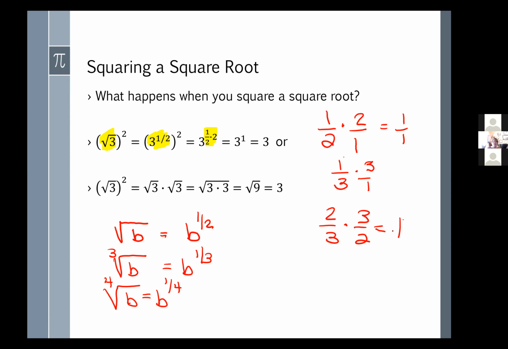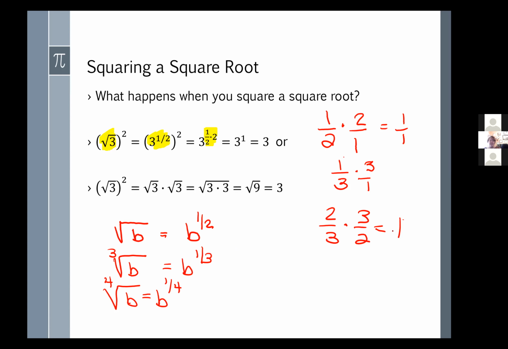And what is the reciprocal? By definition, the reciprocal is that value that when you multiply it times that number, you get 1. That's what it is. Now, how do you get the reciprocal? You take the fraction and you flip it over. That's how you get it. But when you multiply a number times its reciprocal, you always get 1. So what we end up with in that first row is 3 to the 1/2 times 2. 1/2 times 2 is 1. 3 to the first power is 3. So what happens when you square a square root? You get rid of the square root.